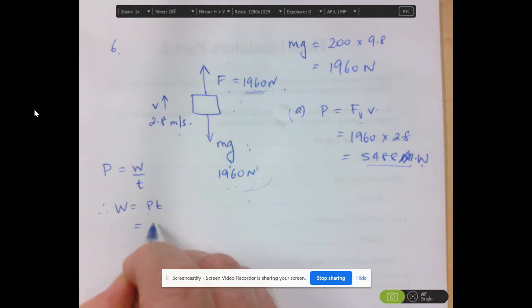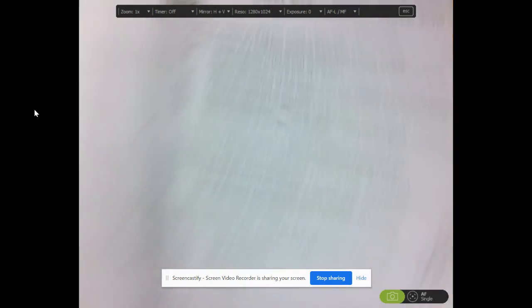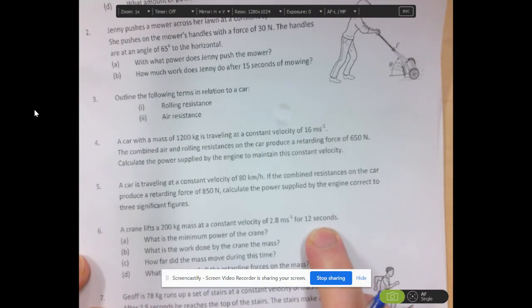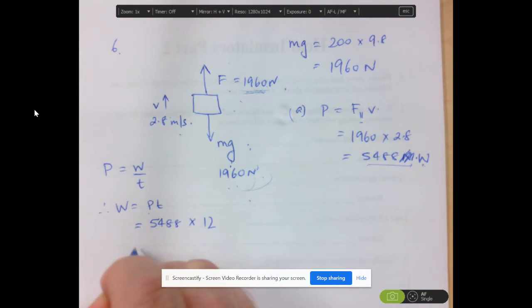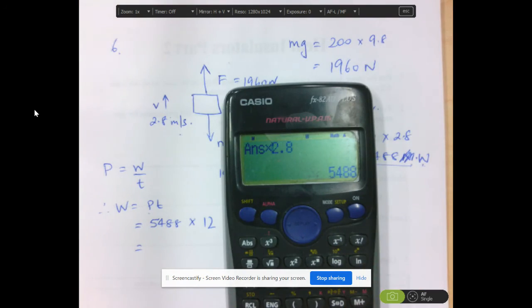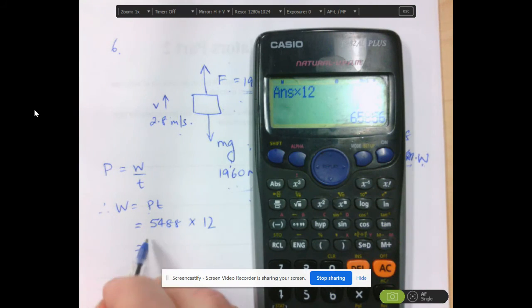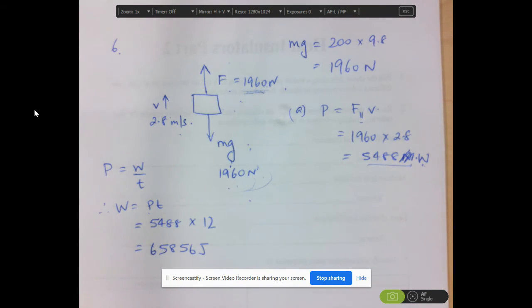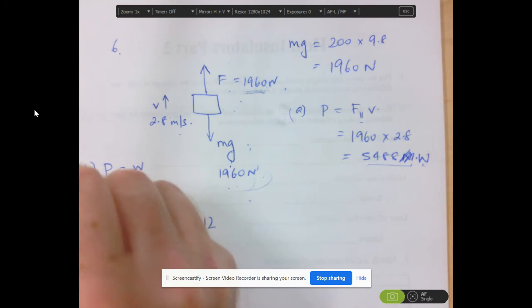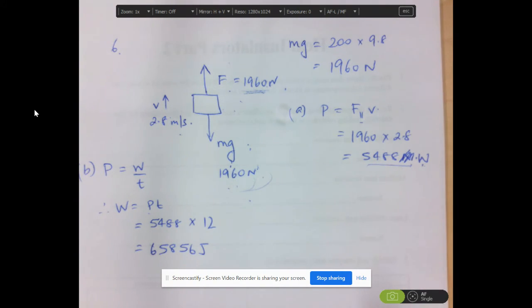So the power is 5488 watts, and we need a time, and the time is given in the question as 12 seconds. So that's times 12, and multiplying that by 12, this is the amount of joules. That's 65856 joules needed for that motion, or for these criteria to be met.